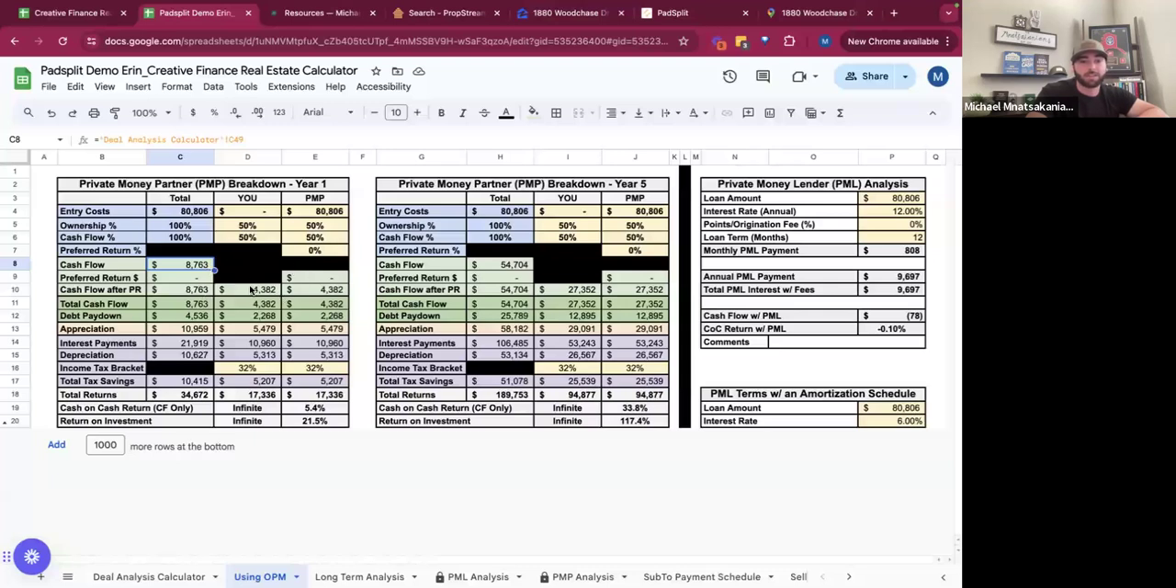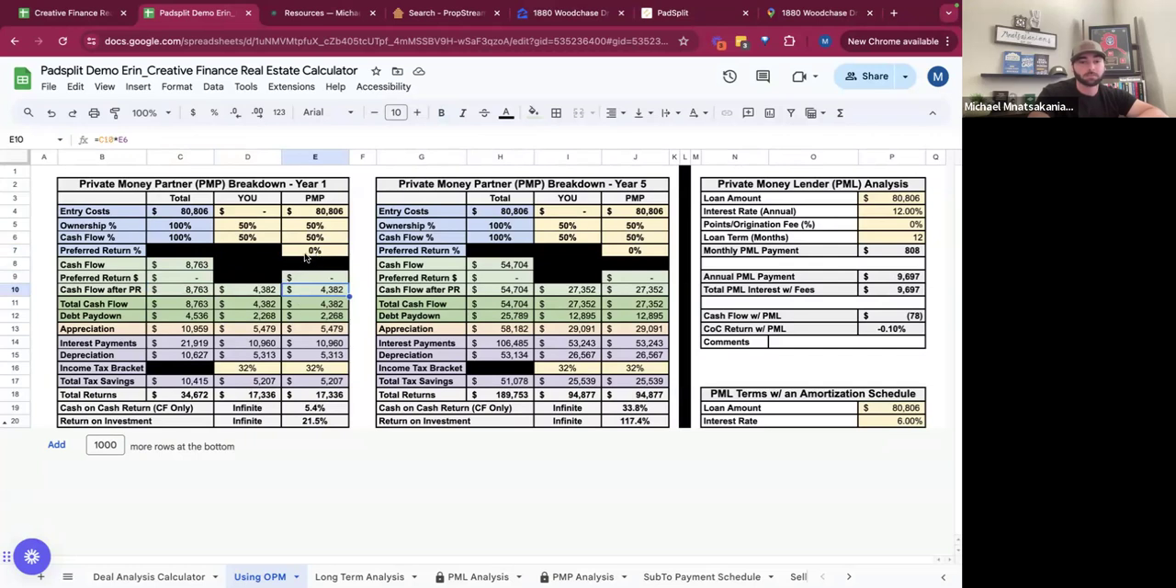And then it's split 50-50 between the partners because there's no preferred return, right? If there was a preferred return of, let's say, 5%, the first $4,040 are going to go towards the private money partner, and the remainder is split, in this instance, 50-50 between the partners. There is no preferred return, so that's 0%. There's no money getting paid out for return. The total cash flow is being split between the partners.